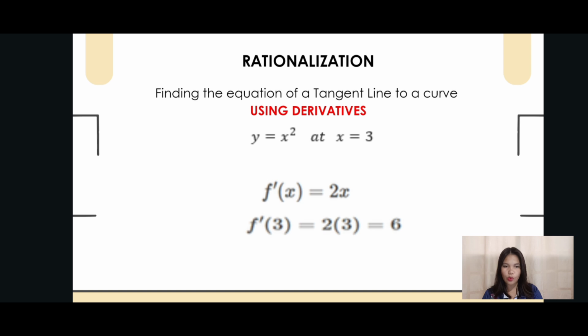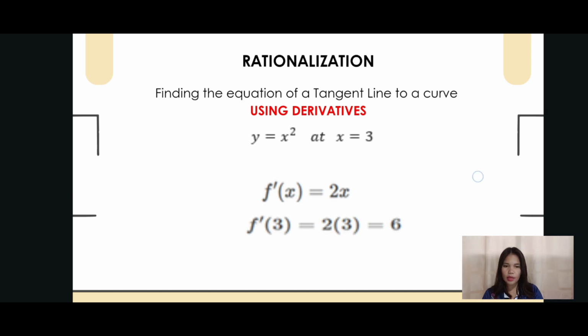We will then substitute our given x value into the derivative to find the slope at x equals 3. So we'll be using the derivative equation. f prime of x equals 2x. Then f prime of 3 equals 2 times 3, which equals 6. So the slope at x equals 3 is 6.